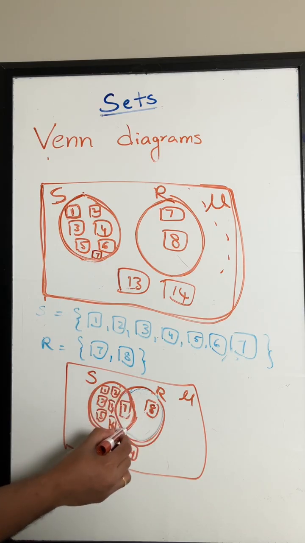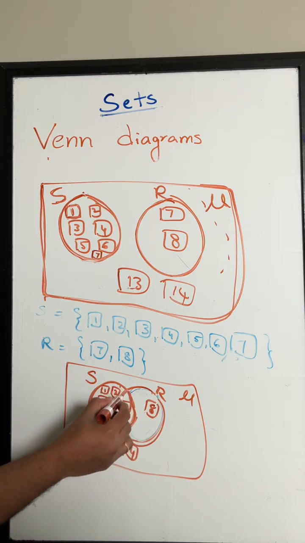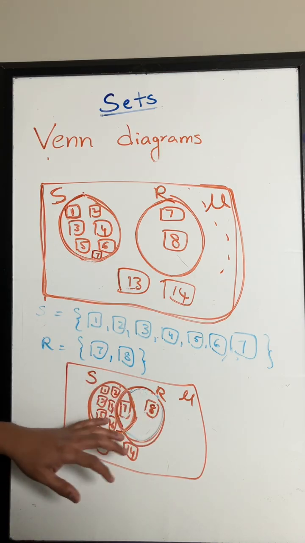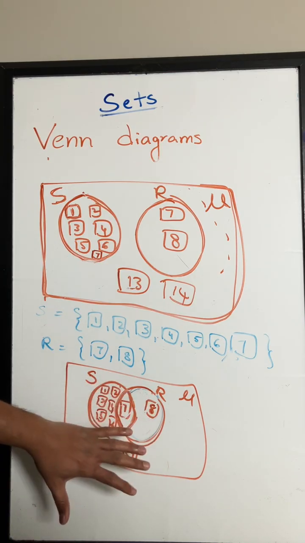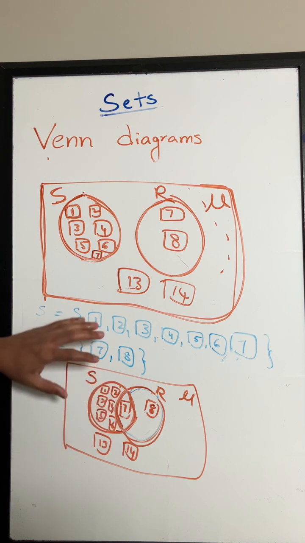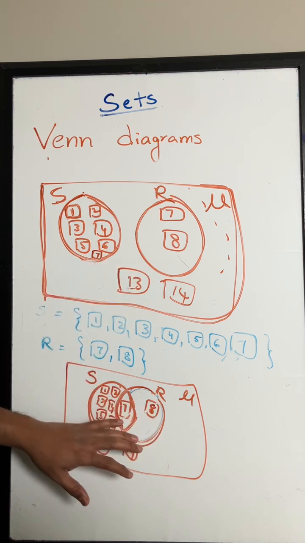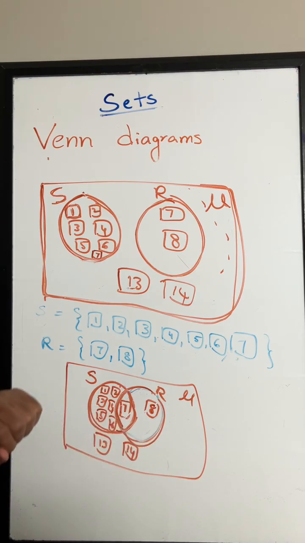This is our common area. This part will be both in S and R. So this is how we represent. When we want to represent two sets which have common elements, we will write like this.